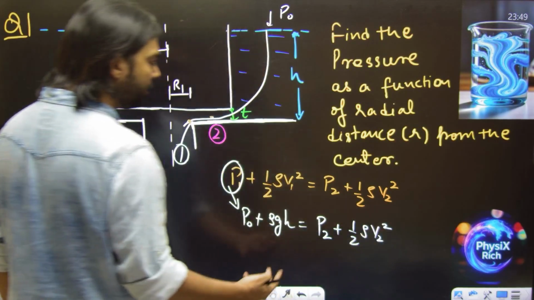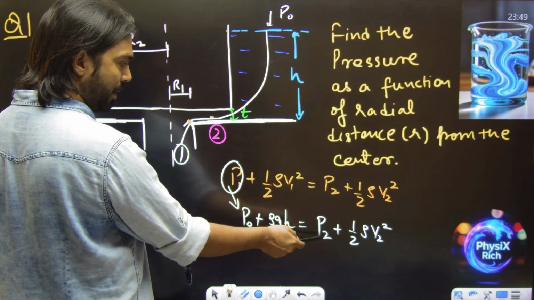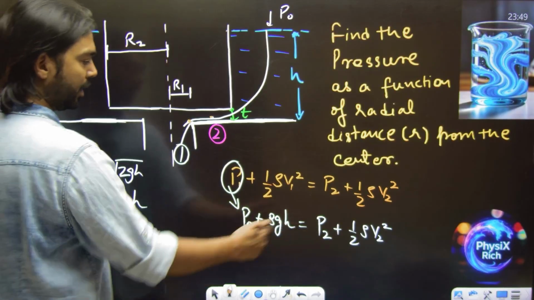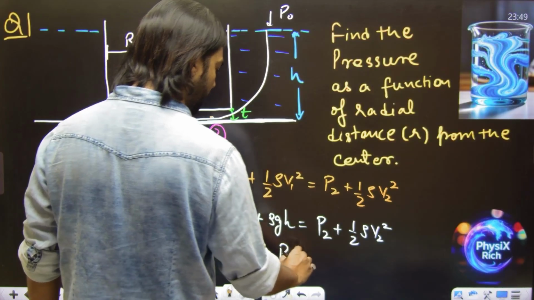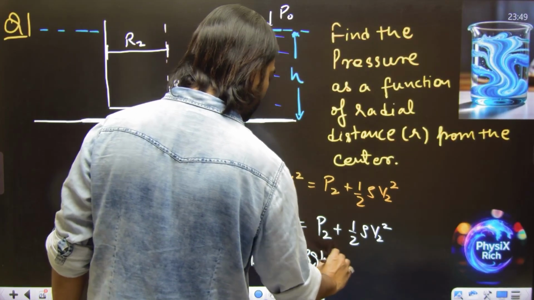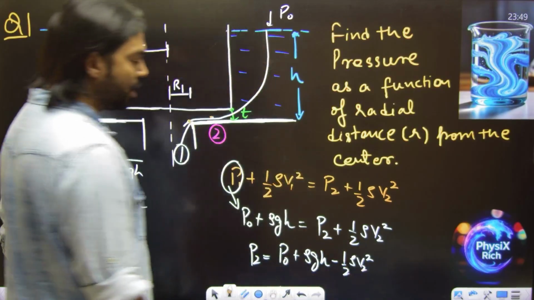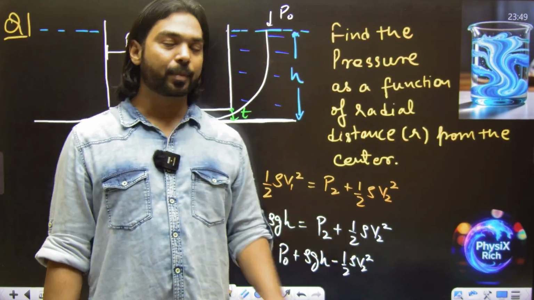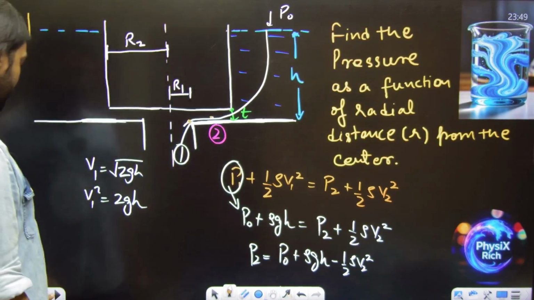Now, what am I looking for in my problem? P2 is the desired variable for me. This is what I'm actually looking for. So, I'm just going to rearrange this. I'm going to write P2 equals P0 plus rho GH minus half rho V2 squared. Now, if I find V2, my life is set. Problem solved. So, let's hunt for V2, guys.